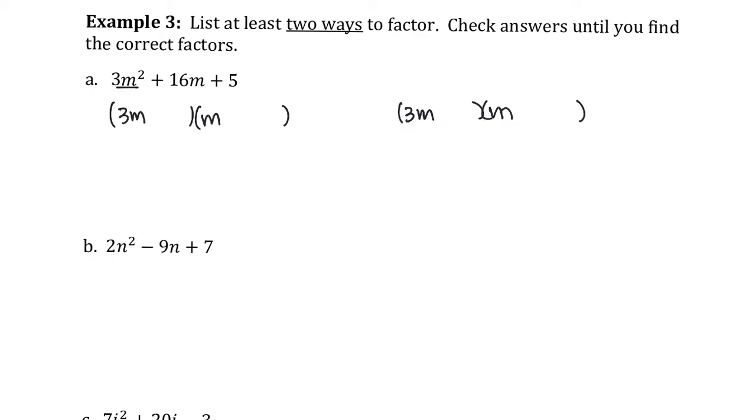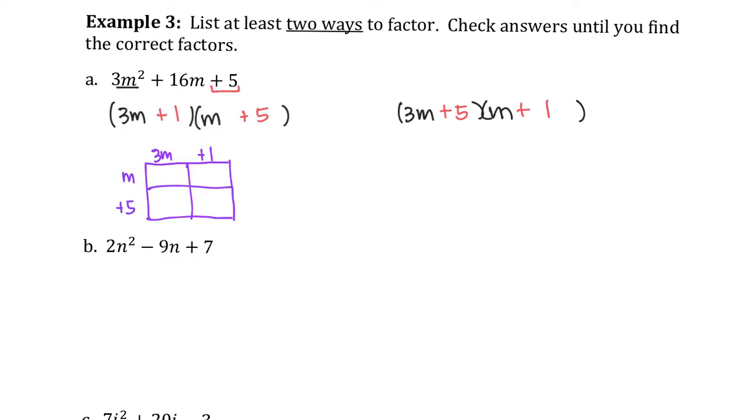Okay, let's check. This is positive 5. So I could do 1 times 5, or I could do 5 times 1. Okay, hopefully one of these is correct. I need to check it by distributing it or by doing the box method. I'll do the box method on the first one, and then I'll do the distributing on the second one. This is the one where you picked which method you preferred. I don't mind. Okay, if I use the box, 3m plus 1, m plus 5.